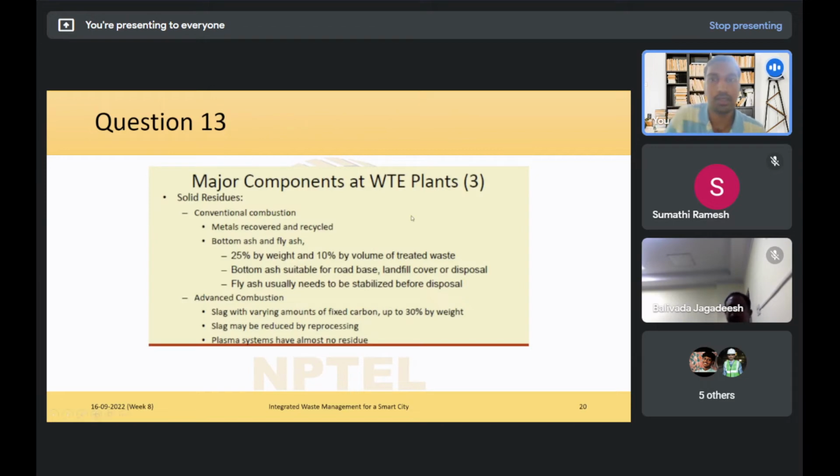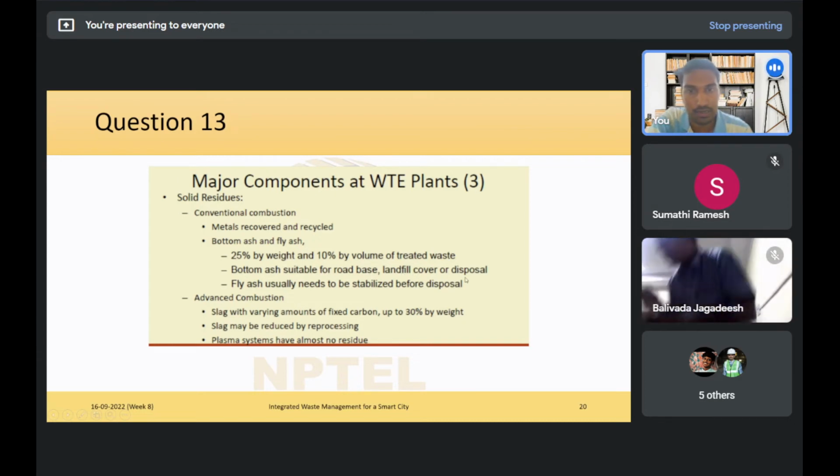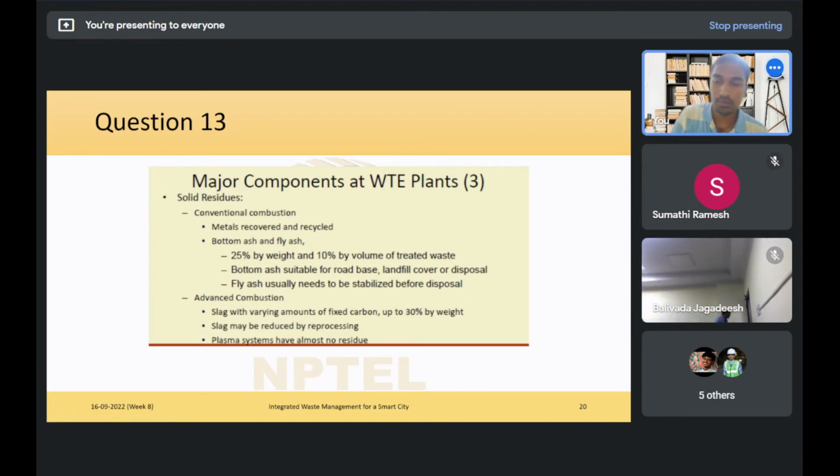So this was covered when we looked at the waste to energy technique. The bottom ash is more suitable for road base or as a landfill cover, or it can directly be disposed as well. Whereas fly ash has to be stabilized before we dispose it. So those are the two correct statements about these two.